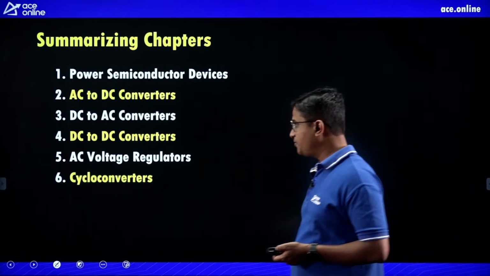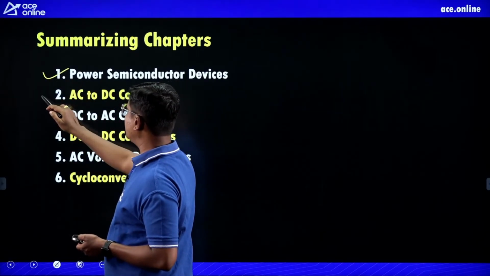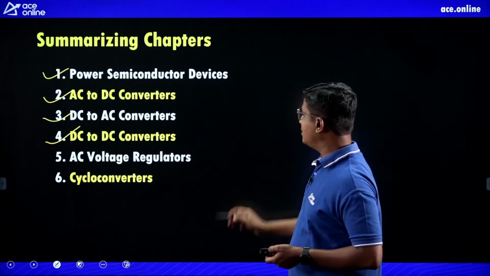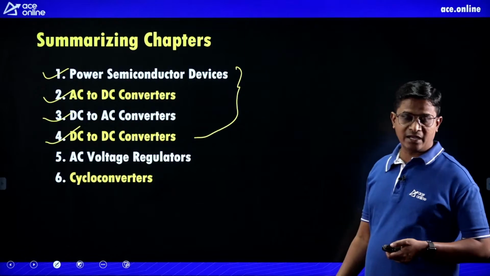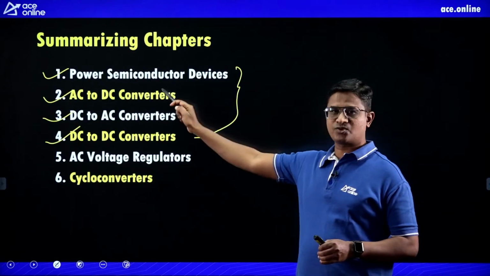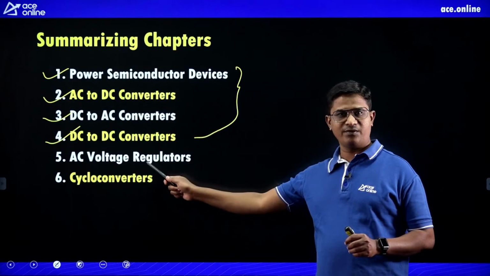If you check previous year question papers, most of the questions you will get on these 4 chapters only. The first 4 chapters are very important. Almost 95% of the polytechnic questions you will get on these 4 chapters only. Very less weightage is there for these 2 chapters.